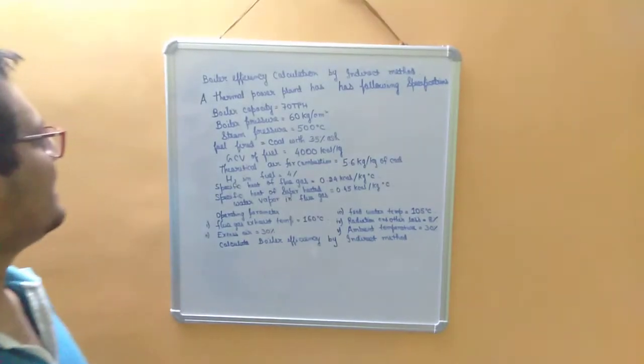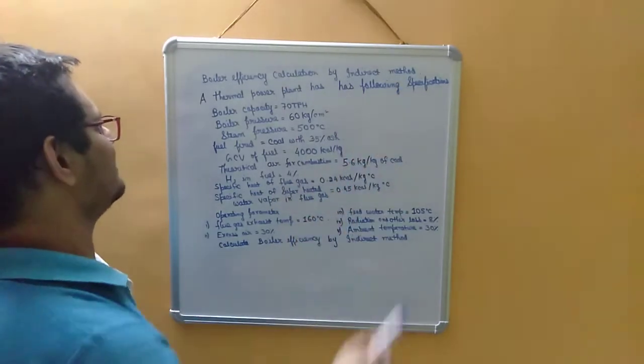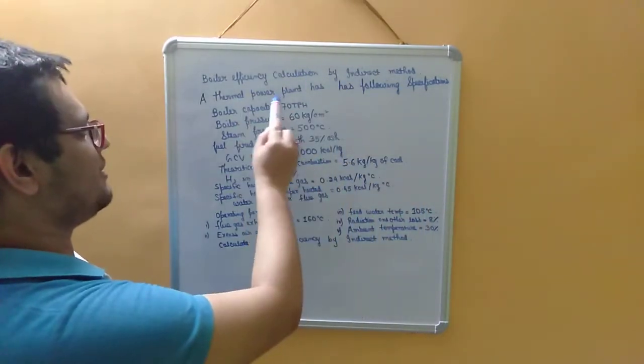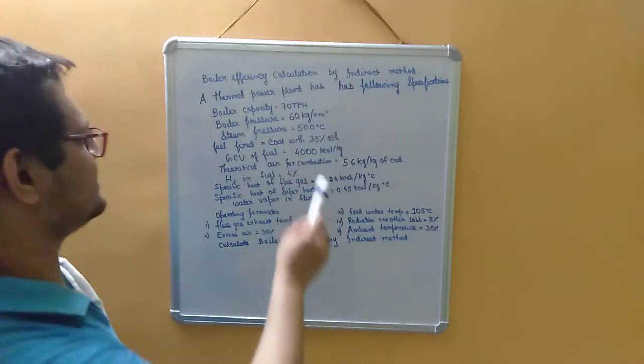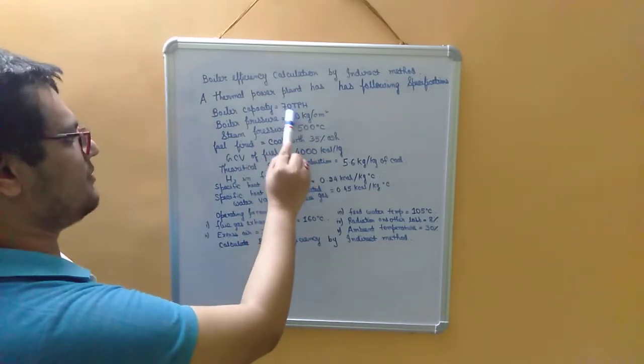So now we start calculating the boiler efficiency calculations by the indirect method. The following parameters are given. A thermal power plant has the following specification. First, the boiler capacity is 70 TPH, tons per hour.